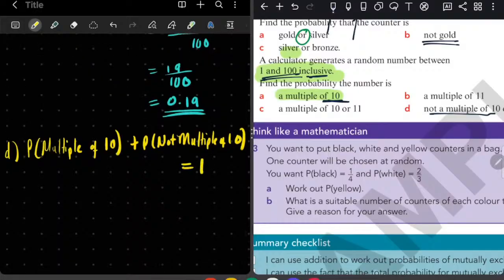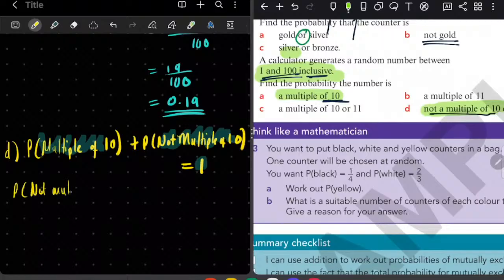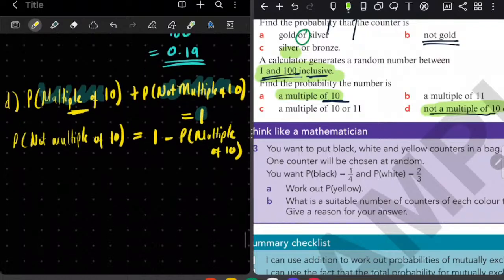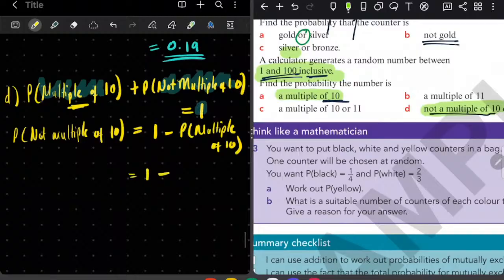Vic, are you seeing how we do these ones that say not? The question wants you to find not a multiple of 10. Here's how you do it. Probability of multiple of 10 plus not multiple of 10 will be 1. So it means that probability of not multiple of 10, to get it, we take multiple of 10 to the other side. It becomes 1 minus the probability of multiple of 10. Are we together? Which is going to be 1 minus, what's the probability of multiple of 10?